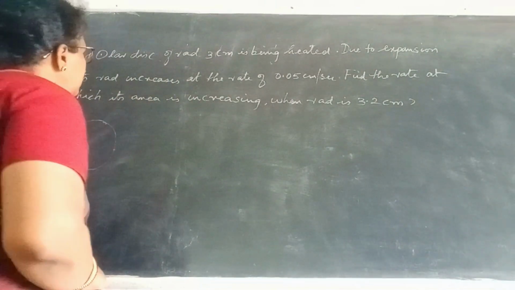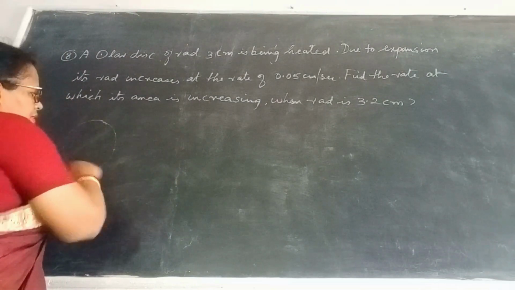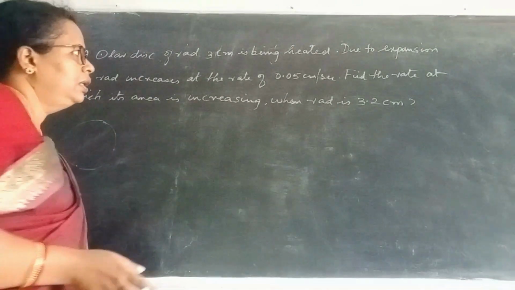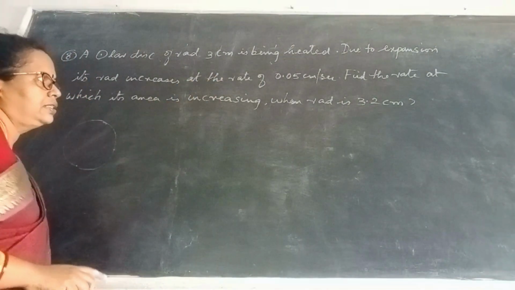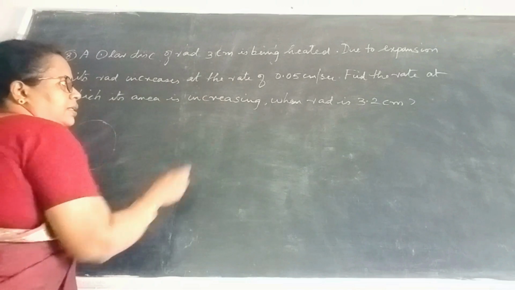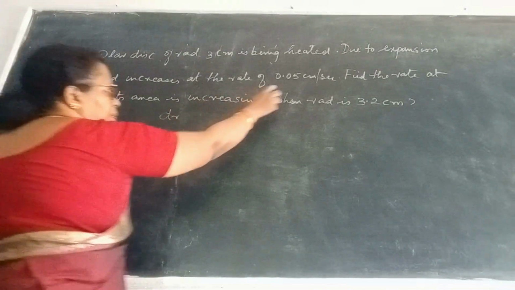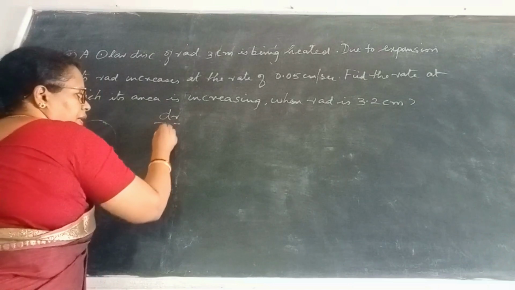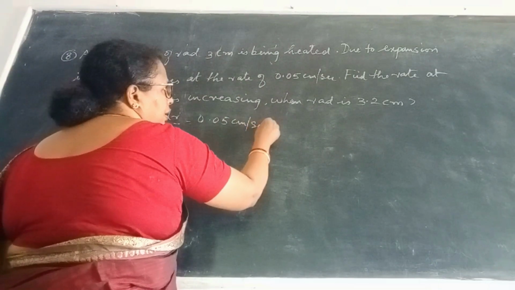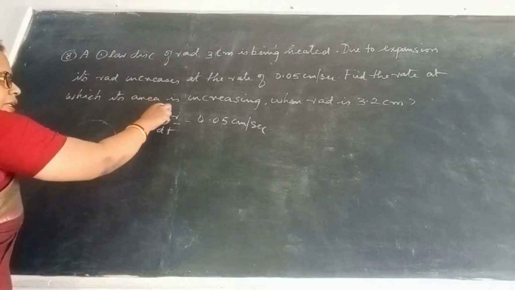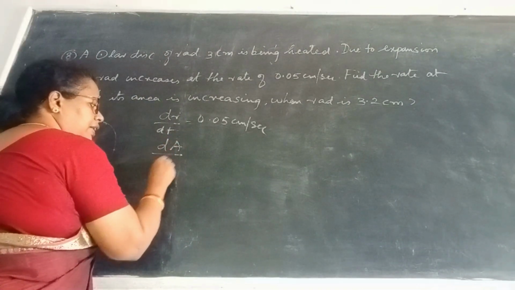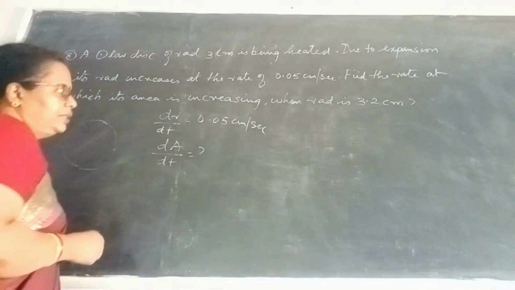Let us understand the question. A circular disc of radius 3 centimeter is heated. When it is heated, it will expand. Due to expansion, the radius increases at the rate of 0.05 centimeter per second. So the radius increase rate is given: dr by dt is given as 0.05 centimeter per second. Find the rate at which its area is increasing. So the area rate is asked: dA by dt is asked.